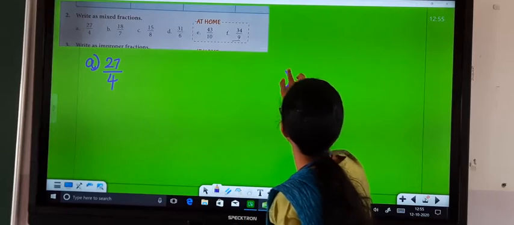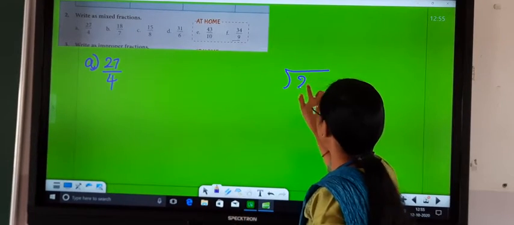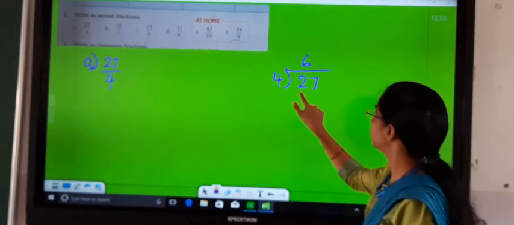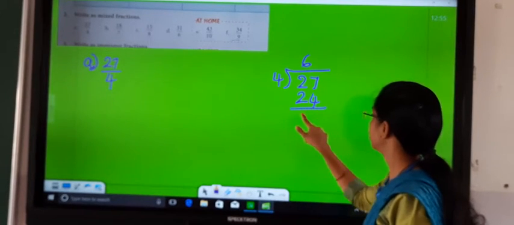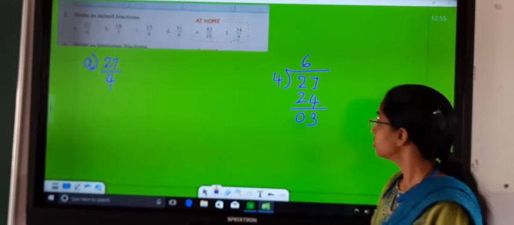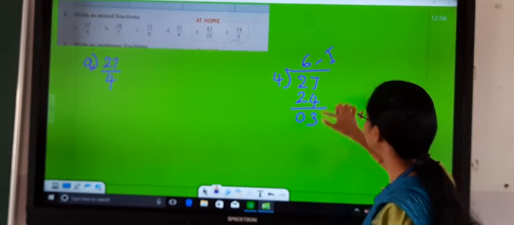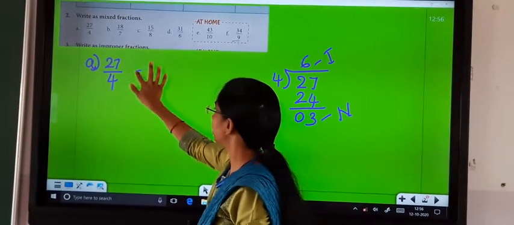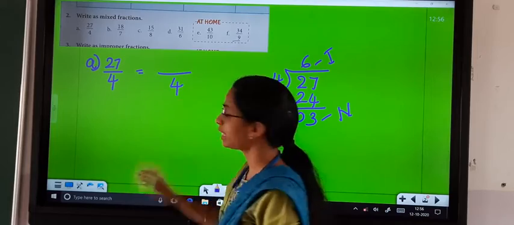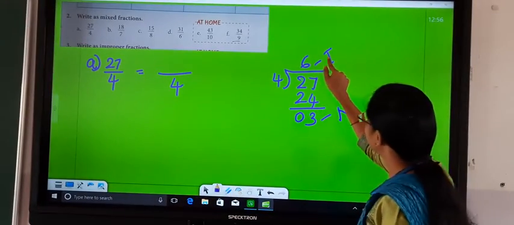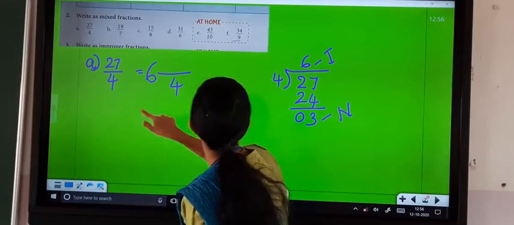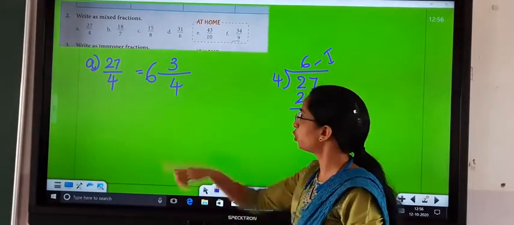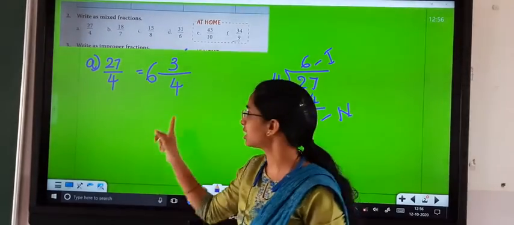Just now I said you are going to divide 27 by 4. 4 6s are 24. 3 remains. So here it will be the integer part. Here it will be the numerator. As I said, the denominator will not change, as it is. The integer part will come here and the numerator will be written over here. 6 4s are 24. 24 plus 3 is 27.